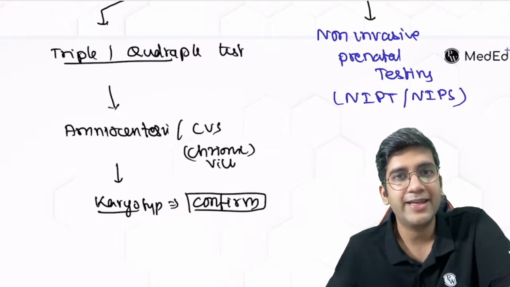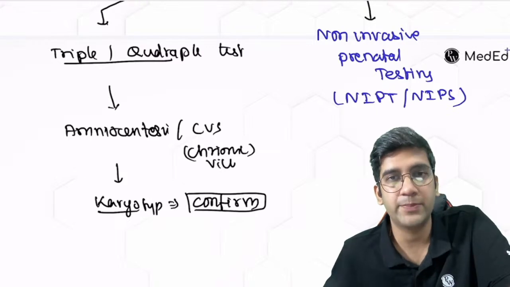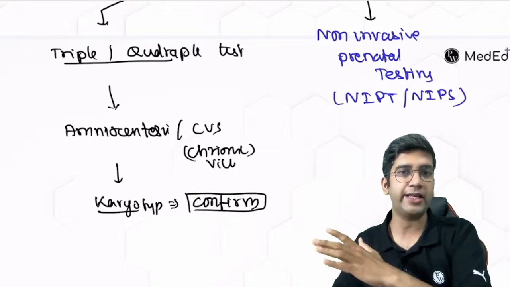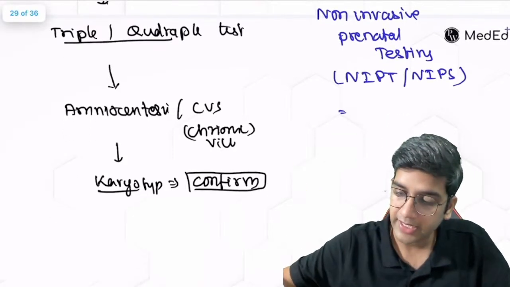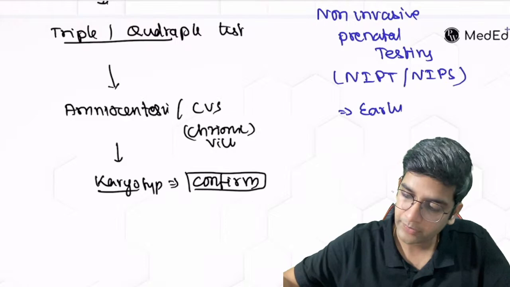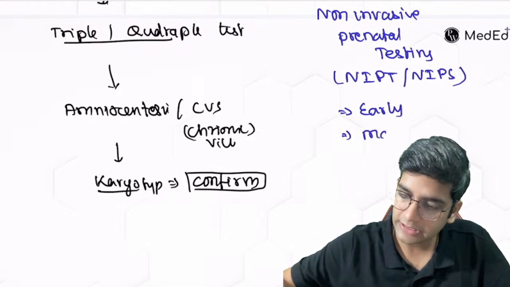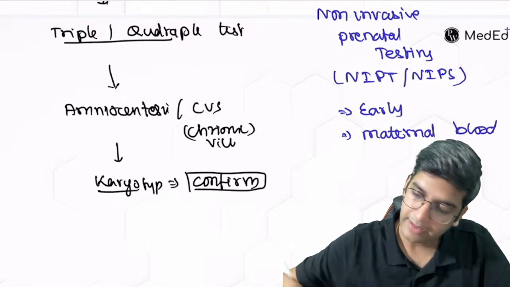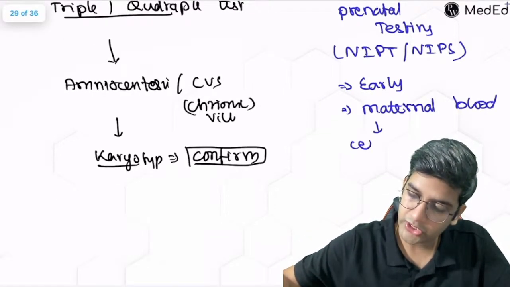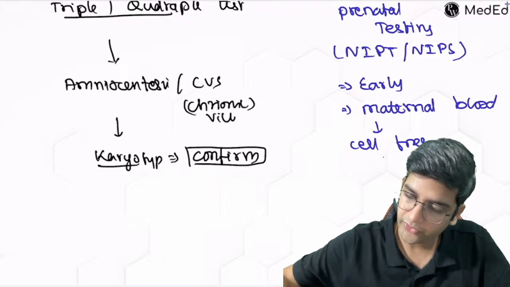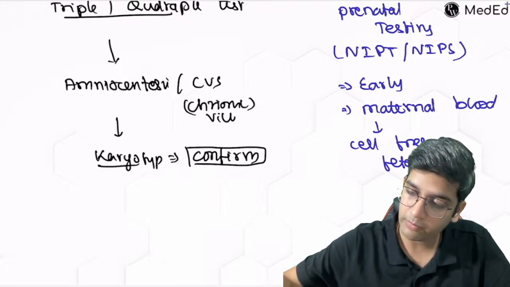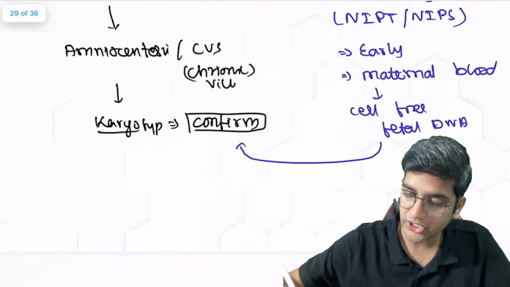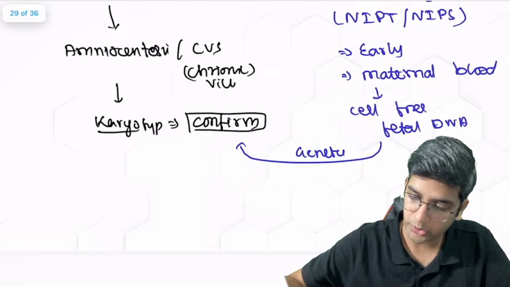The only reason it's non-invasive is that I don't touch the baby. Because in the other part, I need to take an amniocentesis or chorionic villus biopsy. Only then can I diagnose. And this is much earlier, right? It can be done very, very early. I use maternal blood. You take maternal blood and look for cell-free fetal DNA in the maternal blood, and then do a genetic test for diagnosis.